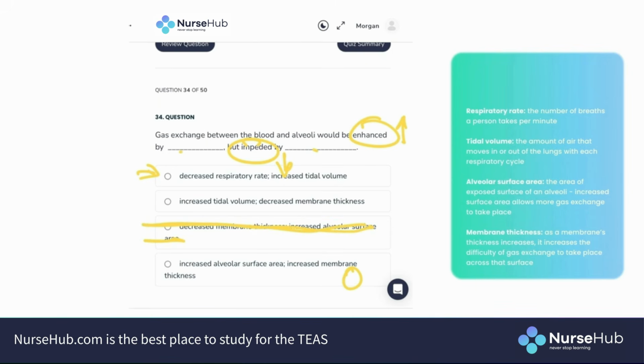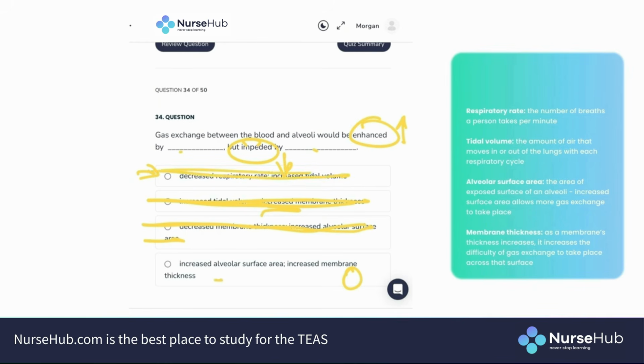All right, the next one is gas exchange between the blood and alveoli would be enhanced by increased tidal volume, but impeded by decreased membrane thickness. I don't think so. I think it would be aided by decreased membrane thickness. So again, I can eliminate this one. And the last one says decreased respiratory rate would enhance gas exchange, but would be impeded by increased tidal volume. All right, so again, this one also doesn't really make a lot of even kind of common sense, so we can eliminate this one as well.